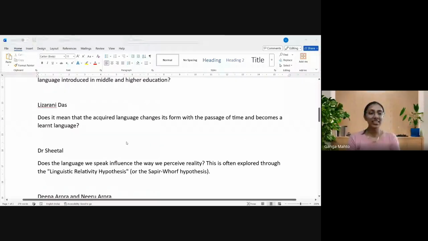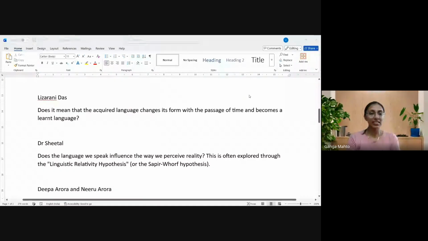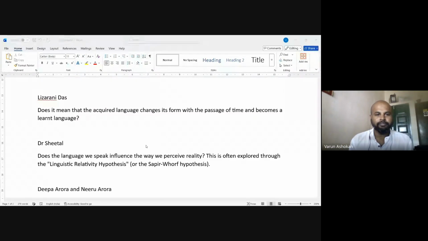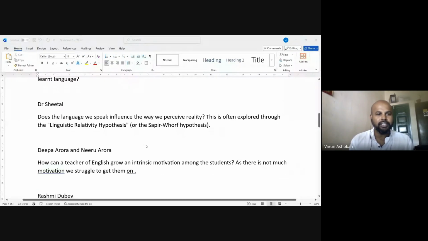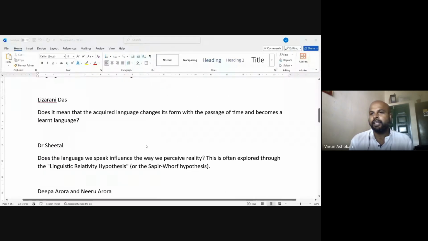Okay, moving ahead, the next question is by Lisa Rani. Does it mean that acquired language changes its form with the passage of time and becomes a learned language? Yeah. Is it so?